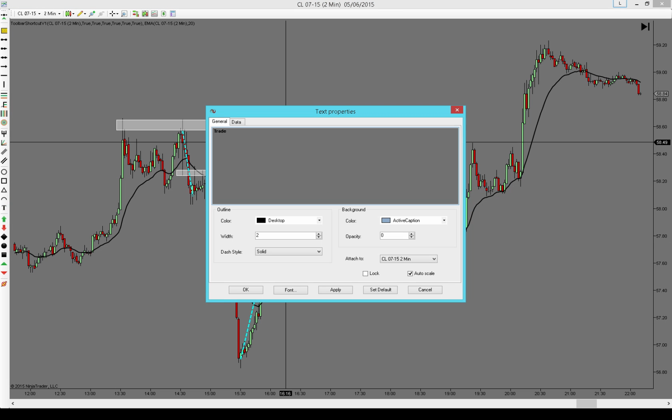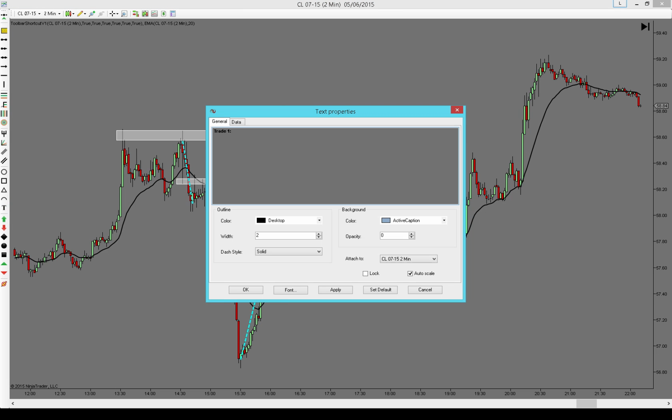So trade 1: plus 15, plus 15, plus 14, outcome plus 70 ticks.